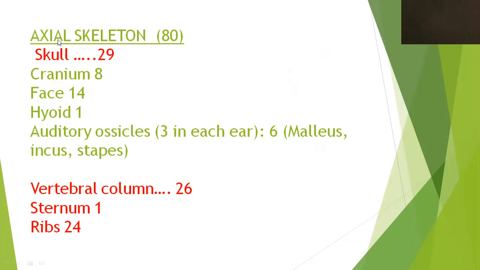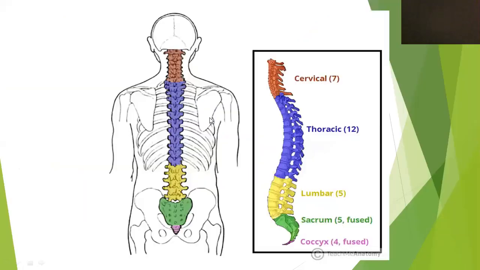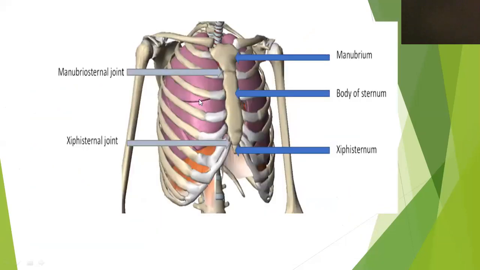So 24 ribs, then sternum, vertebral column, skull. All together known as what? Axial skeleton. So the axial skeleton is made up of a total of 80 bones. Now this is the axial skeleton, where the axial skeleton is made up of skull, vertebral column, sternum, ribs. Now we are moving to the appendicular skeleton. See here in this image, this is the sternum and these are the ribs.